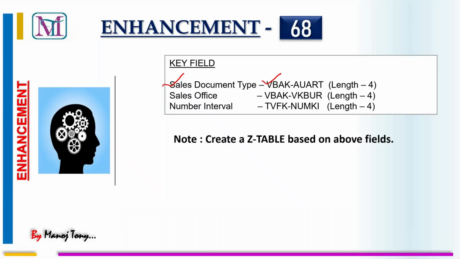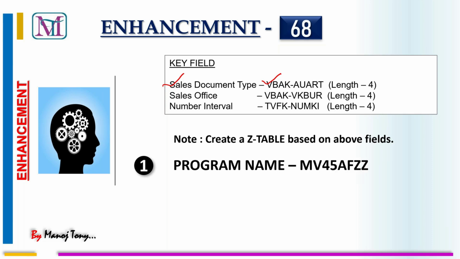Then create a Z table based on the above fields. We'll ask the ABAPer to create a Z table based on the above fields. So the sales order program name is MV45AFZZ. In the documents, everything is explained in detail.